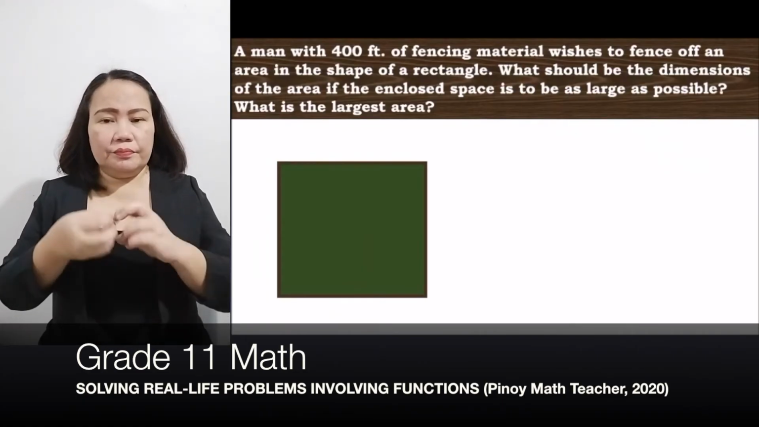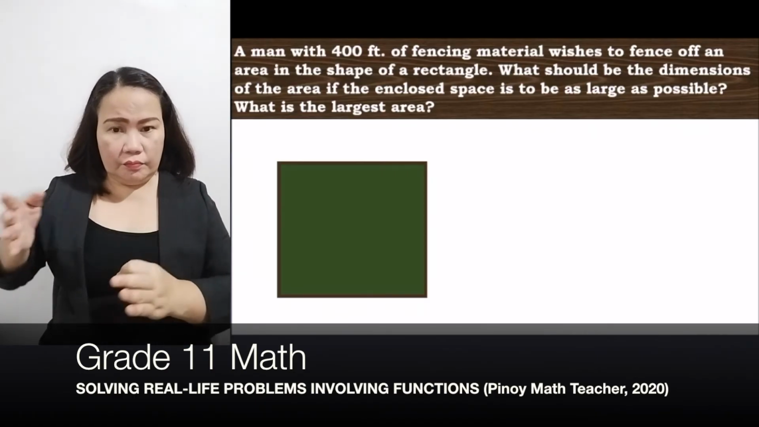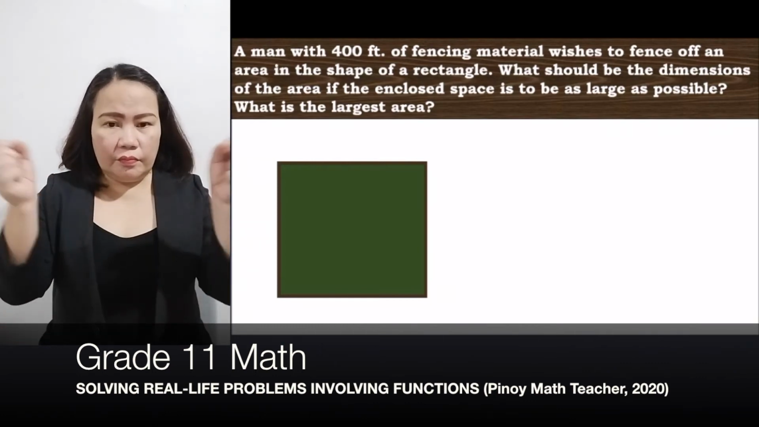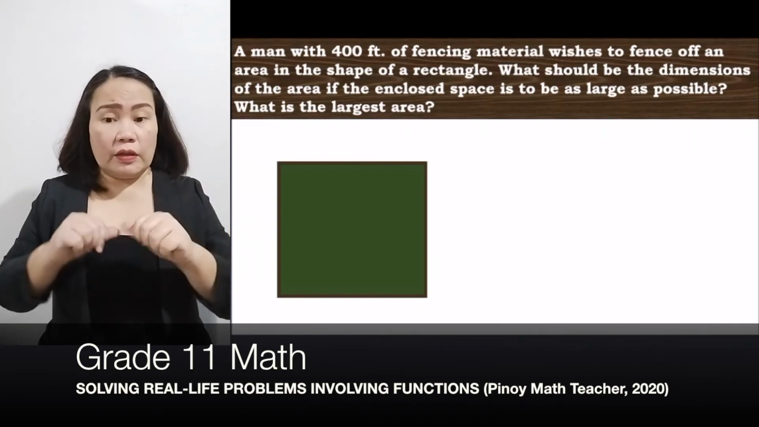A man with 400 feet of fencing material wishes to fence off an area in the shape of a rectangle. What should be the dimensions of the area if the enclosed space is to be as large as possible? What is the largest area?